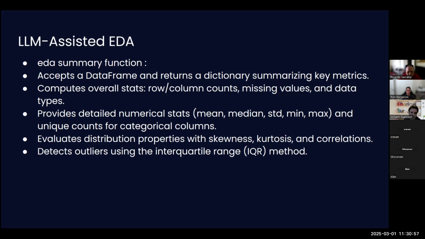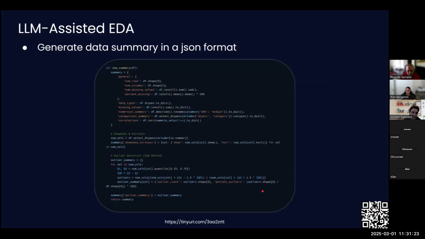And then I also add a part to evaluate distribution properties. So are the variables skewed? Is there correlation between variables? Are there outliers in the dataset? Everything that I know might be relevant as part of the workflow. And then my goal is to send this information to the LLM and then create a summary that I can quickly read over to understand the dataset.